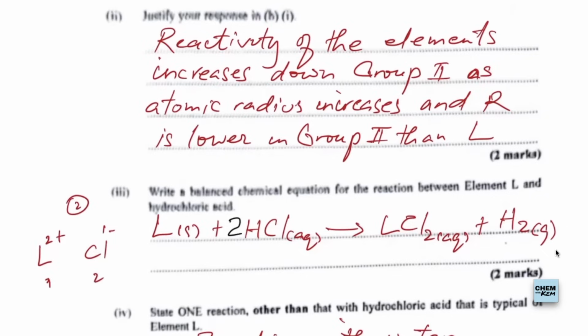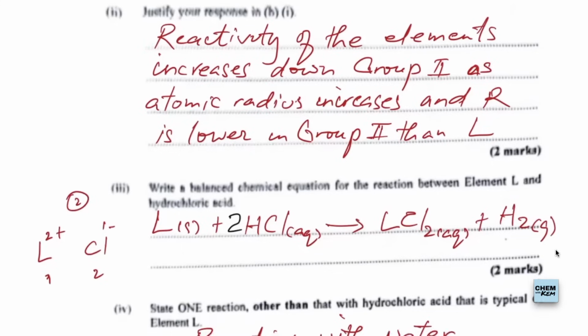So it's HCl and L to give L chloride. That's LCl2, which is aqueous, and H2 gas. So we put a 2 in front of the HCl to ensure that we balance the chlorides and the H. So that's that.